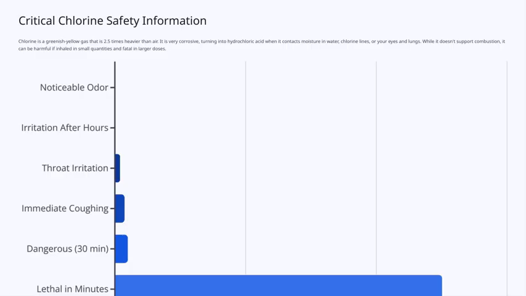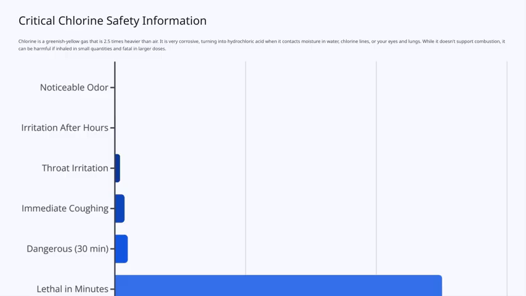Let's talk about some critical safety information regarding chlorine. Chlorine is a greenish-yellow gas, and it's actually about 2.5 times heavier than air. That means it tends to stay close to the ground, which is important to remember in case of leaks. It's very corrosive, so when it comes into contact with moisture, whether in water, on your skin, or even in your eyes and lungs, it turns into hydrochloric acid.